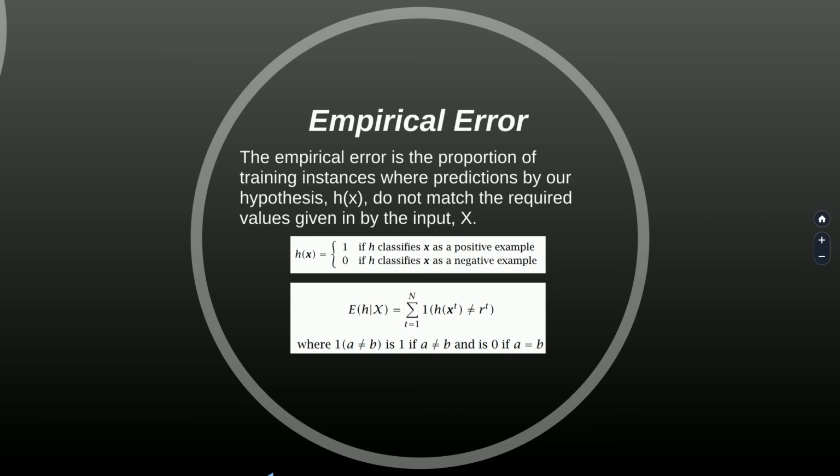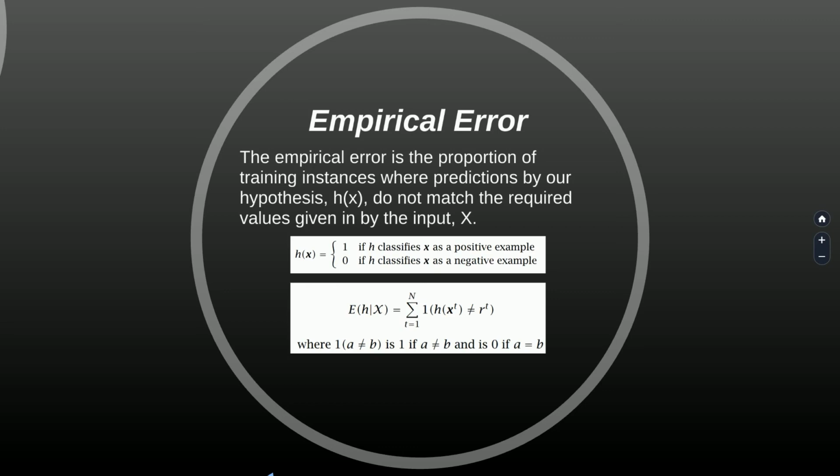So again, we need to find the values of these four parameters given the training set to include all of the positive examples and none of the negative examples. So here our hypothesis h of x is going to be 1 if it classifies it as a positive example, and then 0 if it's classified as a negative example.